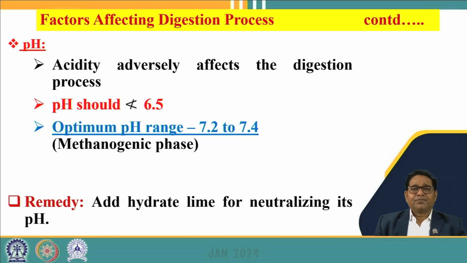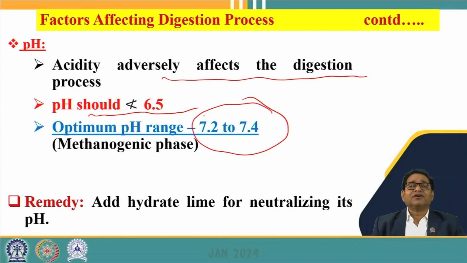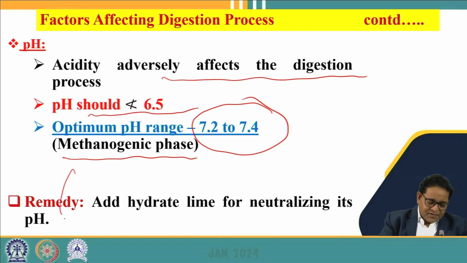And then let's see the pH. The accumulation of acidity in the biological system adversely affects the degradation process, and hence the pH of the system should not be less than 6.5. For the optimum efficiency of digestion, it requires an optimum pH range of 7.2 to 7.4, because below this the methanogenic phase, which is one of the important pathways of degradation, gets adversely affected.